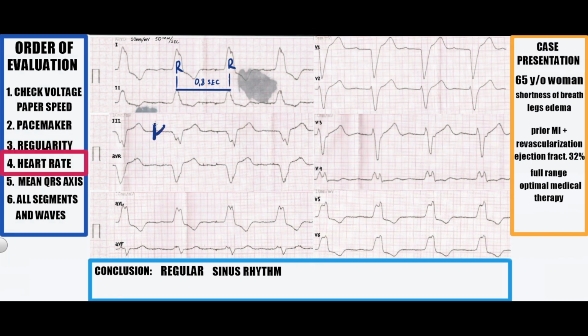The next step is heart rate. For calculation of the heart rate, we need 60 divided by the RR interval in seconds. In our example, the heart rate is 75 beats per minute.